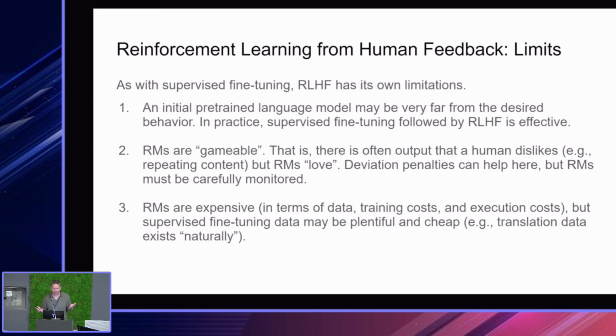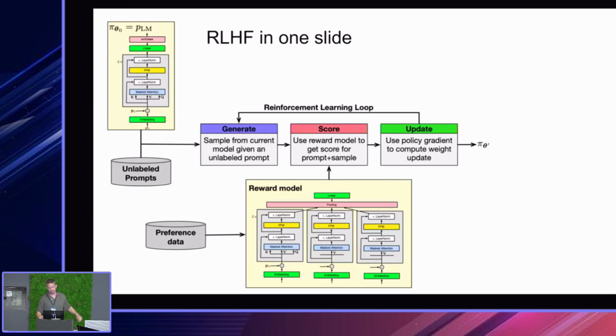And finally, reward models are expensive. It's another massive model in terms of data, training costs, and execution costs. In some cases, supervised fine-tuning data may just be plentiful and cheap. For instance, translation, a problem I used to work on. There are translations everywhere in the world because translation is an important human activity. That data exists, even though it wasn't created to be data, and we can transform it into fine-tuning data. That is something to be used, and in the RLHF setup, it doesn't really have a role to play.